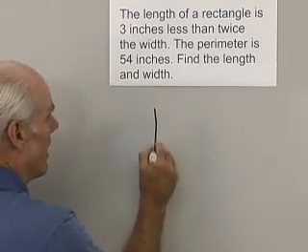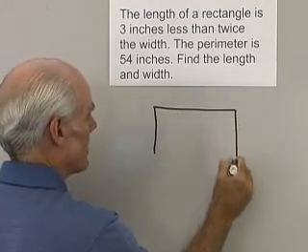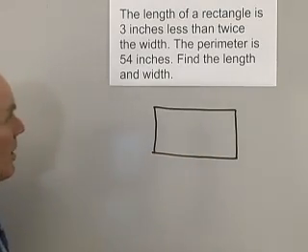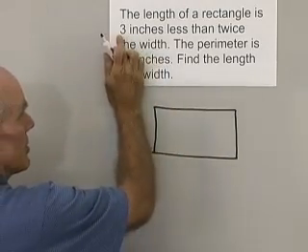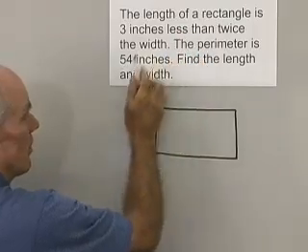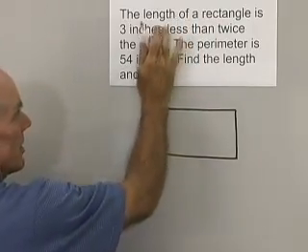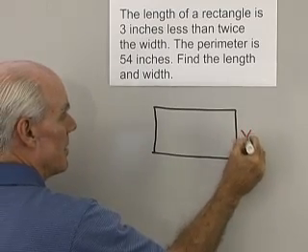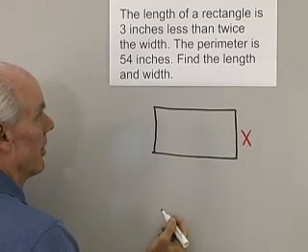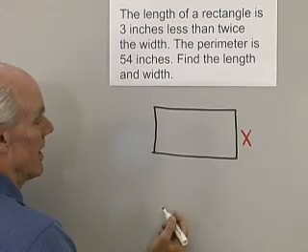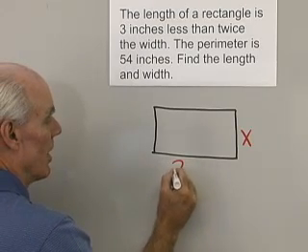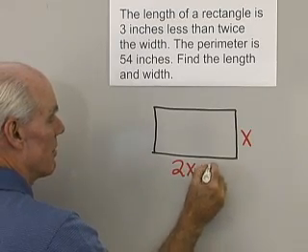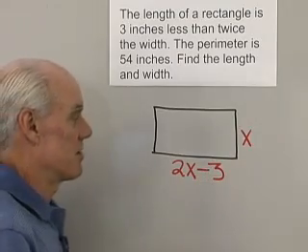So if I have a rectangle like this, I'll go back and read the problem, and it says the length of a rectangle is 3 inches less than twice the width. So the length of the rectangle is given in terms of the width. So if we say let x be equal to the width of the rectangle, then the length must be 3 inches less than twice that. So twice that is 2x, 3 less than that is 2x minus 3.